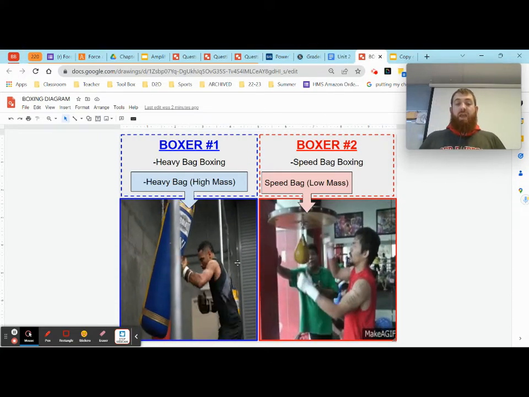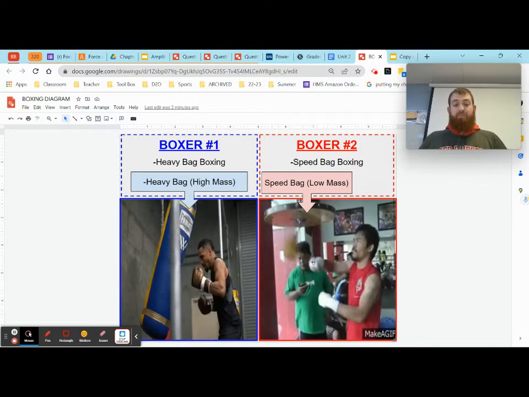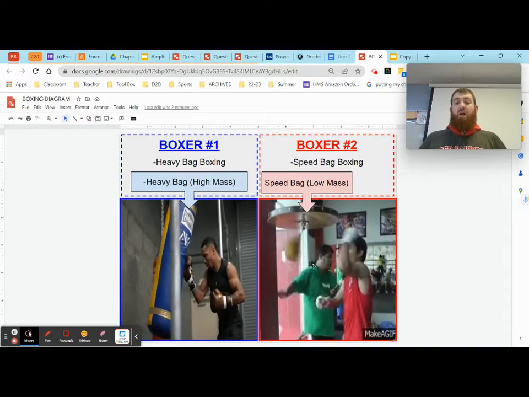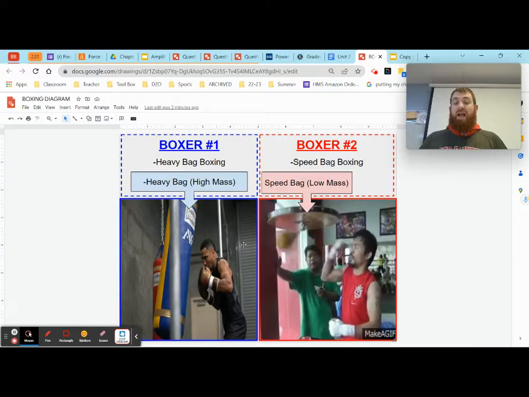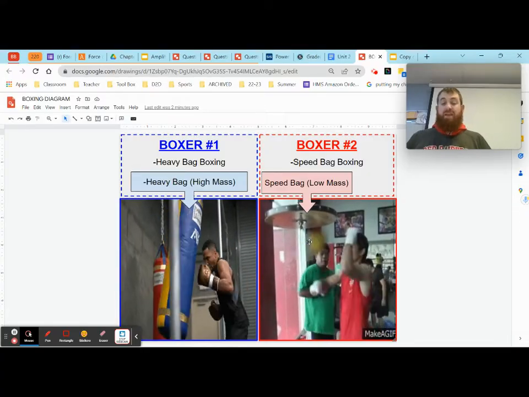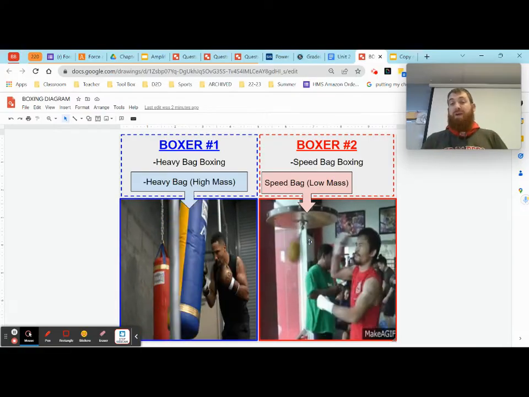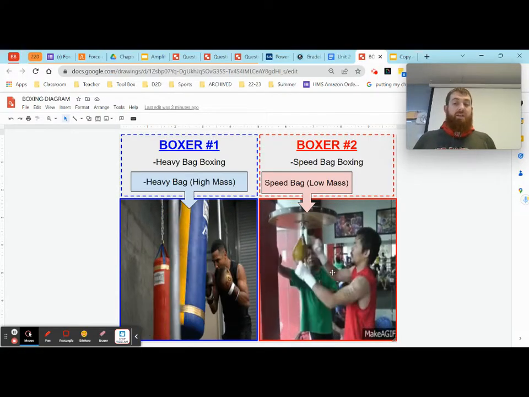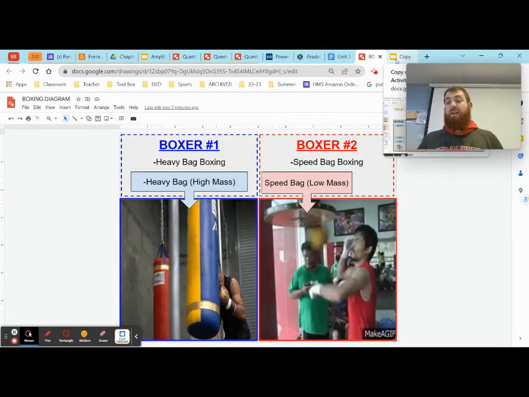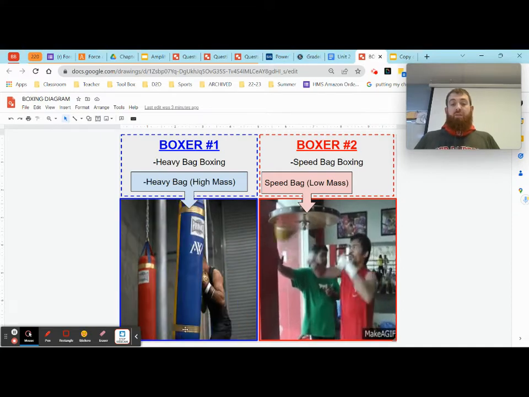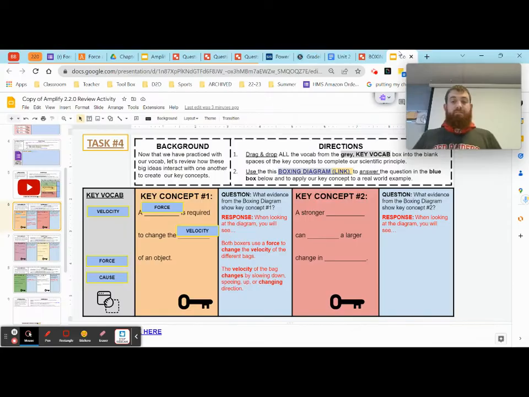And as you notice, we have a bunch of different things going on with force, mass, and velocity. So each of our boxers are using different forces to affect the mass or the velocity of our different massed bags. And your goal is to use this diagram of the two boxers to help explain our key concepts and to help show how our key concepts connect to real life. So let's go ahead and look at an example of how we can use the force, mass, and velocity in these diagrams to connect to our key concepts.